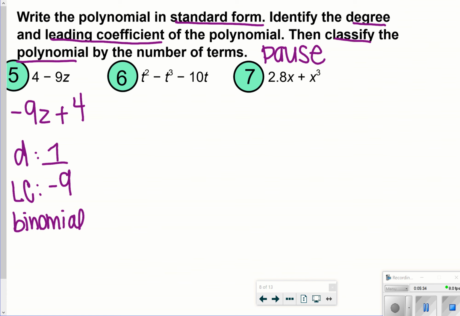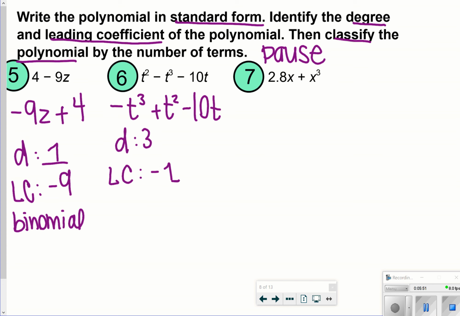For number 6, in standard form, we would have negative t to the third plus t to the second minus 10t. So in descending order for the exponents. The degree is 3. The leading coefficient is negative 1. And since there are 3 terms here, we're going to call this a trinomial.